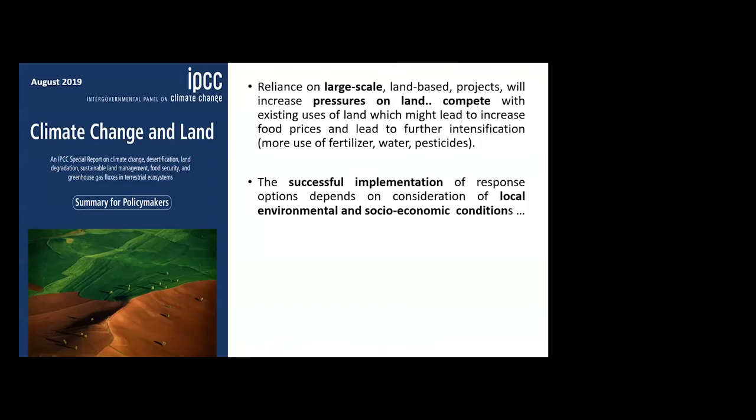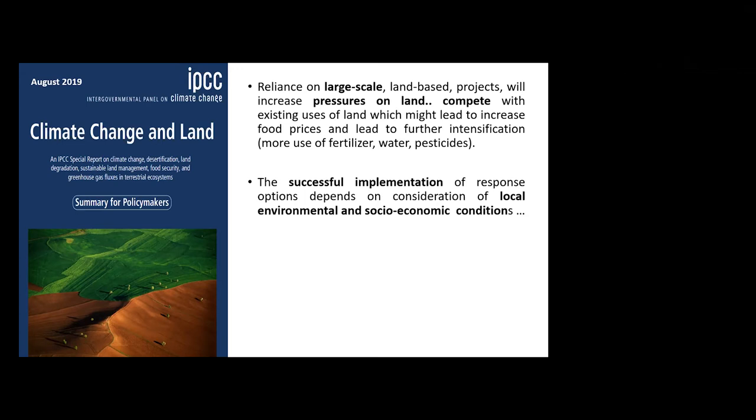And again, the IPCC report came up: we cannot just willy-nilly plant trees, because there's competition on land use. We have to think about it, we only have so much land to start with, and we need to produce food. We all need to eat, but we also need more trees. So we have to really think about where, or whether, a system can produce both.